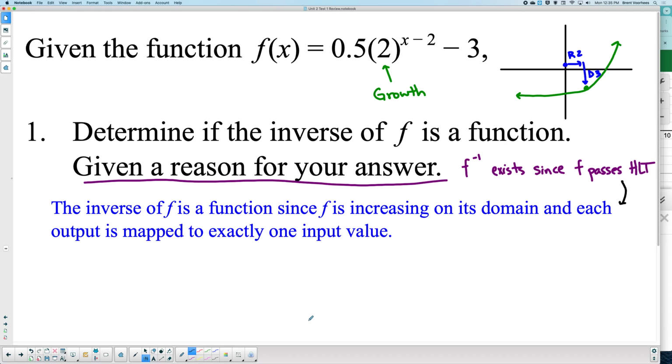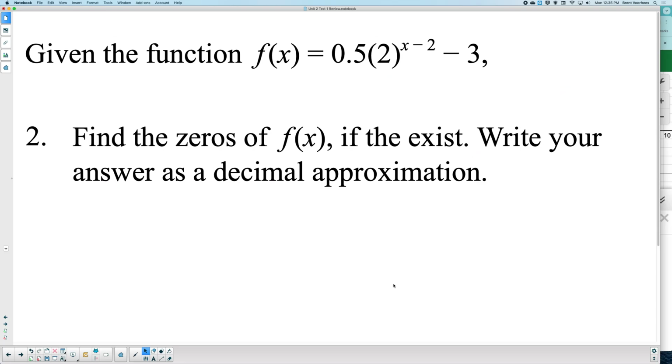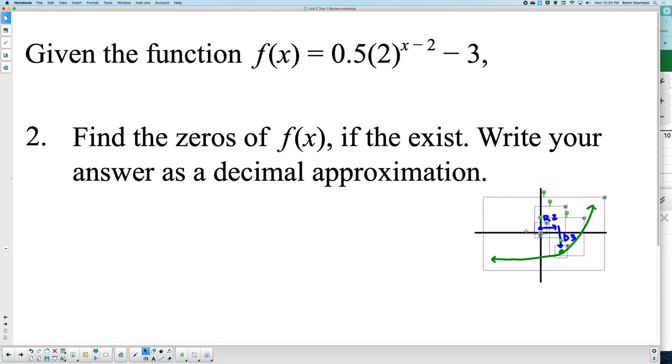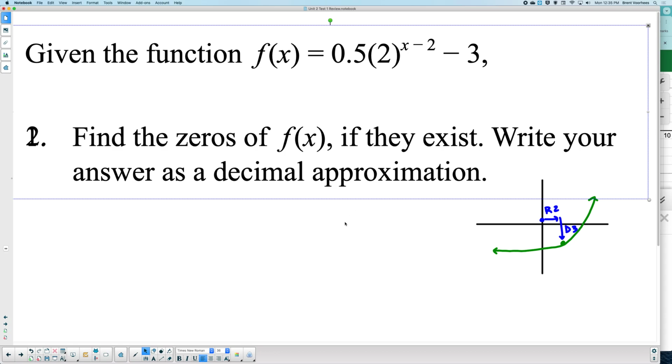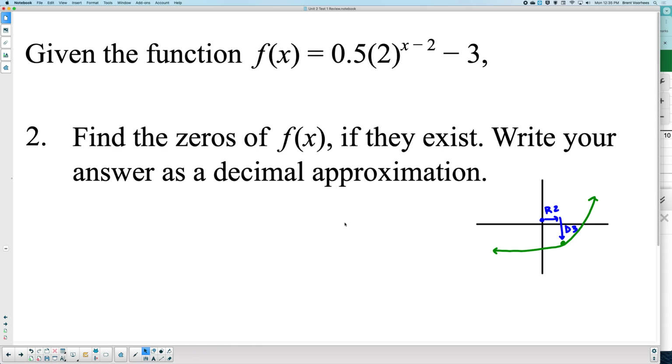Now let's go to part 2. I told you this is a 4-part question. On your next slide, we have part 2 and 3. I'm going to copy the graph because I think I'm going to need it on the next slide. Part 2 says find the zeros of f if they exist. Write your answers as a decimal approximation.